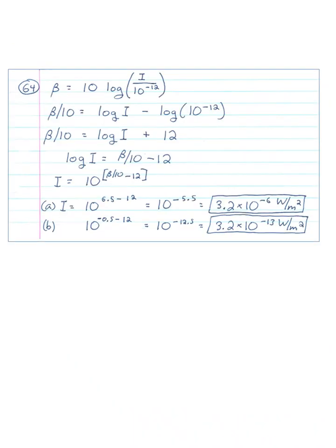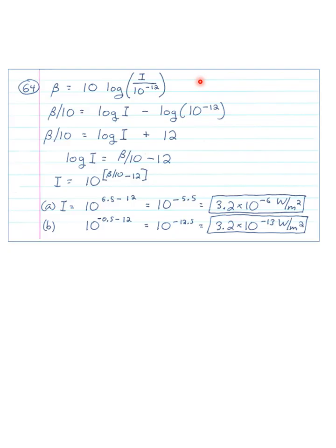Number 64. What are the intensities in watts per meter squared of sound with intensity levels of 65 decibels and -5 decibels? We're going to use the decibel equation. Beta is 10 times logarithm of intensity over the threshold of hearing, which is 10 to the -12, and those units are in watts per meter squared. And we want to solve for the intensity with given beta amounts.